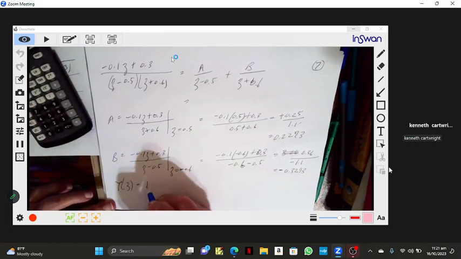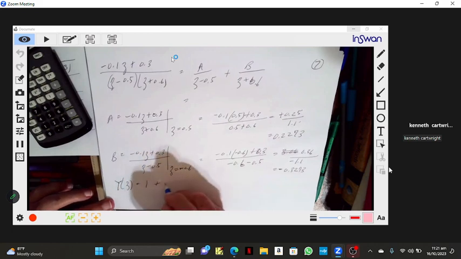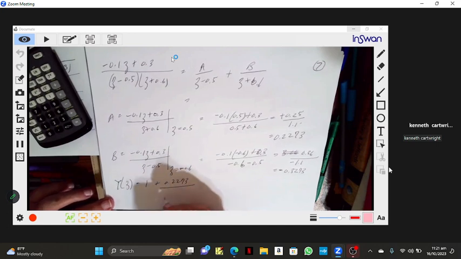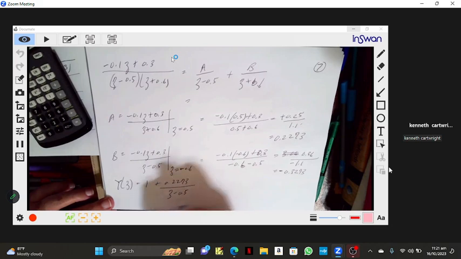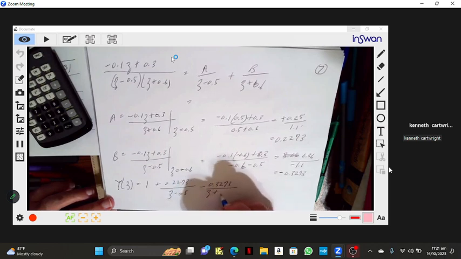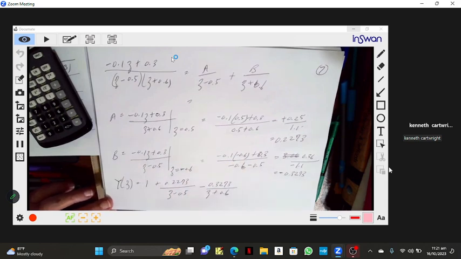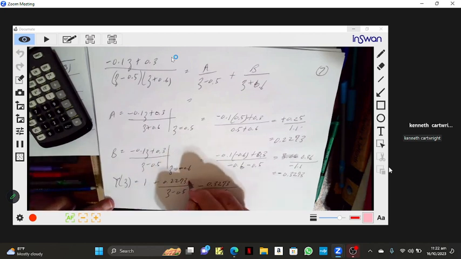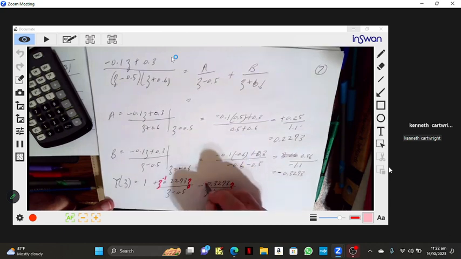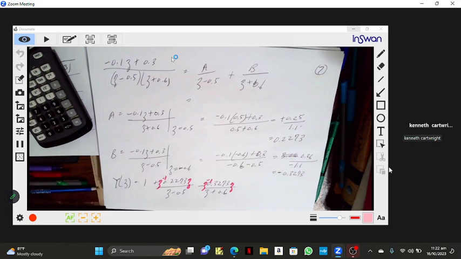The y of z then is 1 plus 0.2273 divided by z minus 0.5, minus 0.3273 over z plus 0.6. And of course, we're going to need a z here. So z negative 1 goes in front. A z here. Z negative 1 goes in front.